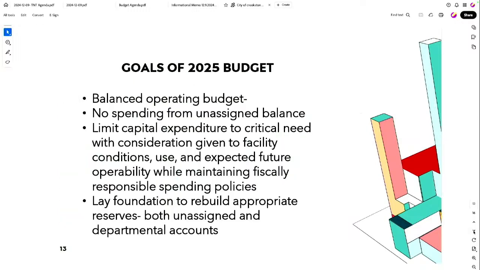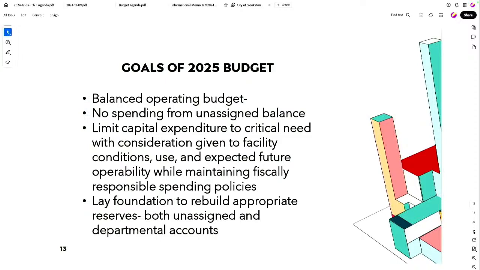Next slide, please. So our goals. We want to balance our operating budget. We do not want to take out of reserves. As you saw earlier, we do not have the money in reserve to be tapping into any further. That means no spending from that unassigned fund balance.